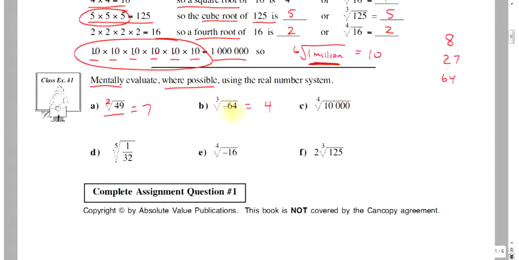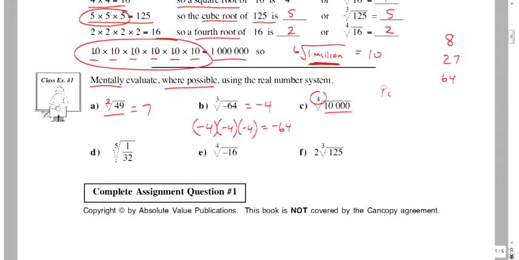But this is negative. Does that work? Negative times a negative times a negative is a negative. That works, right? And for the first one, let's write it out. Tell me, does that equal negative 64? Yes, it does. 4 times 4 is 16 times 4 is 64. Negative.